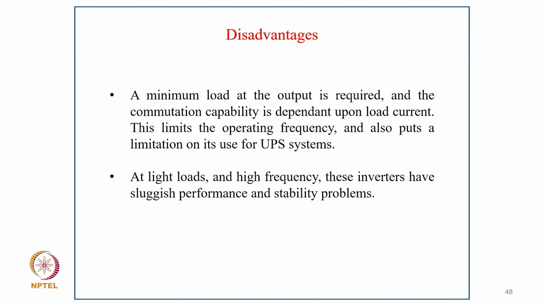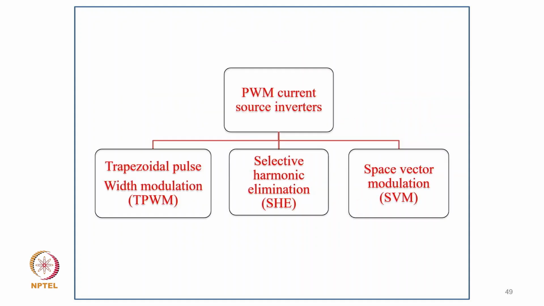So a minimum load at the output is required, and the commutation capability is dependent on the load current, and this limits the operating frequency and also puts limitations on its use for UPS systems at light loads and high frequency. These inverters have a sluggish performance and stability problems.